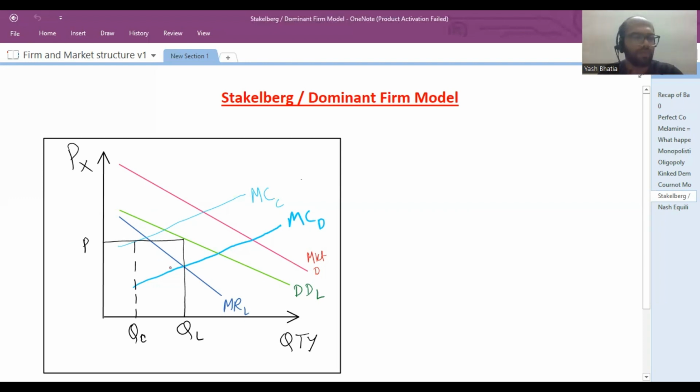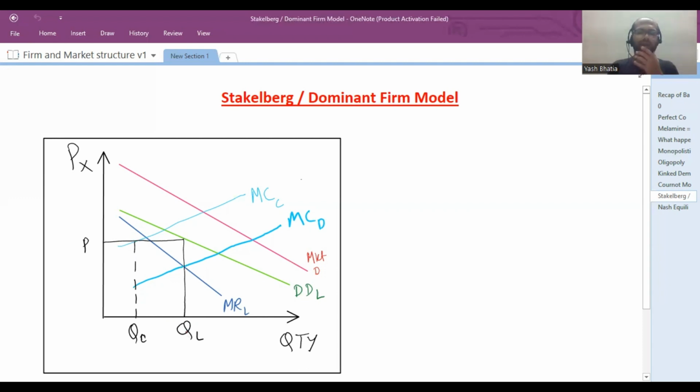Now let us look at the equilibrium condition. The equilibrium condition states that MR is equal to MC and MC should be rising. This is the equilibrium condition for the dominant firm. At this demand curve, the dominant firm operates at price P and quantity Q. Okay, so this is the price that is fixed by the dominant firm, and all the players have to operate at this price only. This is the quantity that competitors will supply, and QL is the quantity that the dominant firm or the market leader will supply.